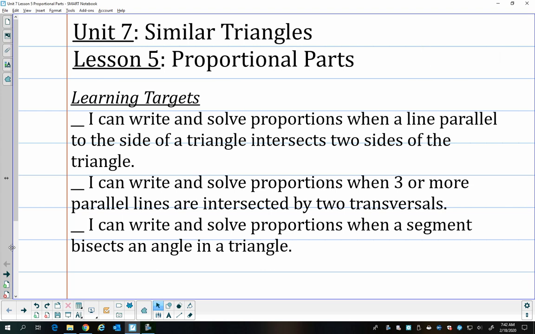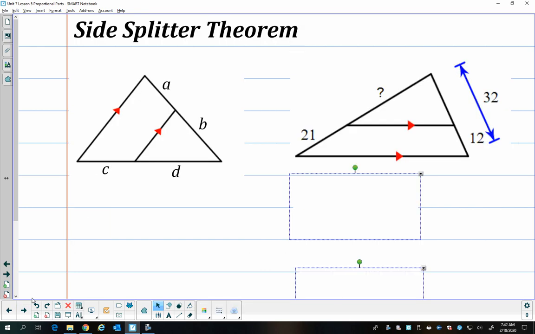Hey all, today we're going to talk more about similar triangles and proportions, and we're going to talk about proportions that exist in one triangle. So there's a few relationships we're going to talk about. The first one here is the Sidesplitter Theorem.